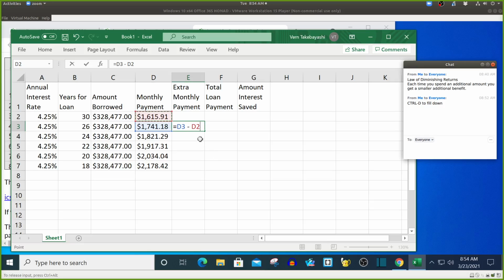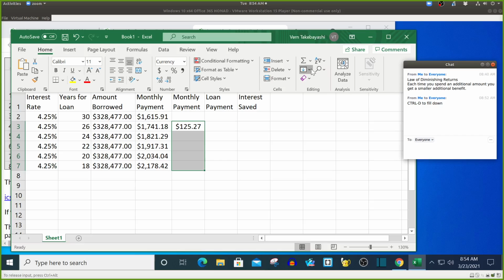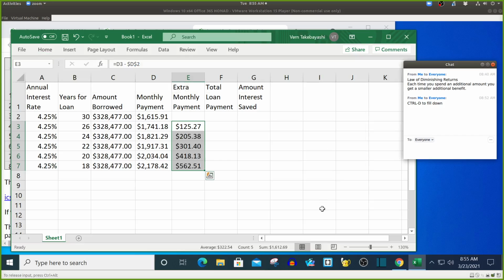So I want to change that to an absolute address by putting a $ sign in front of the column letter and the row number. Okay? So the formula I want is D3 minus $D$2. If I fill that formula down, okay, so Control D, but I'll do it this way, then those are the numbers you're going to see initially.